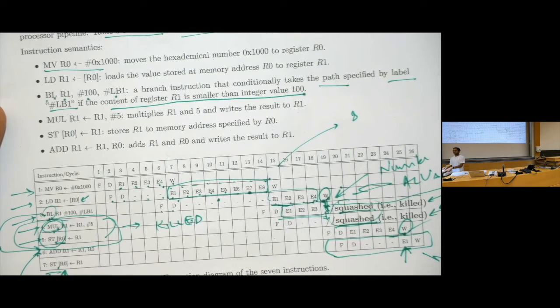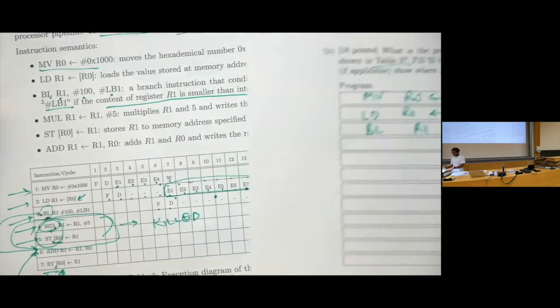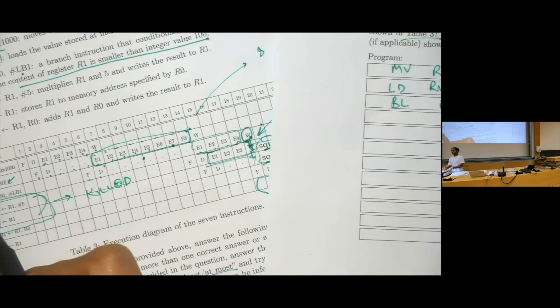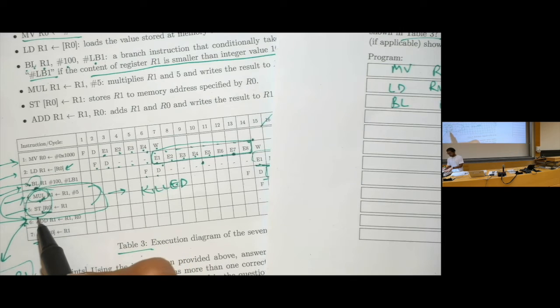Once again, I'll repeat it just to make it very clear. The next instruction that is committed after the branch, at the correct address for the branch, is the instruction that will be committed. The first instruction after the BL that we see committed at W is this one, this add. That is how I know the address of LB1. Okay, so this means that these two were on the path. These mul and store instructions were on the path that was not taken.